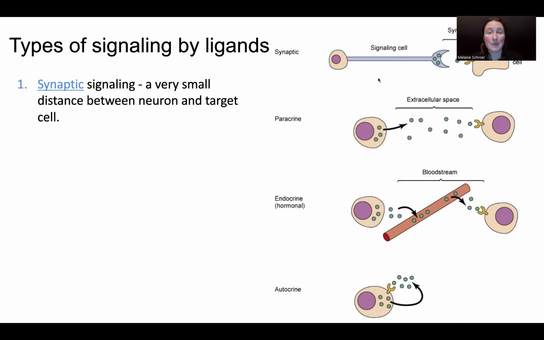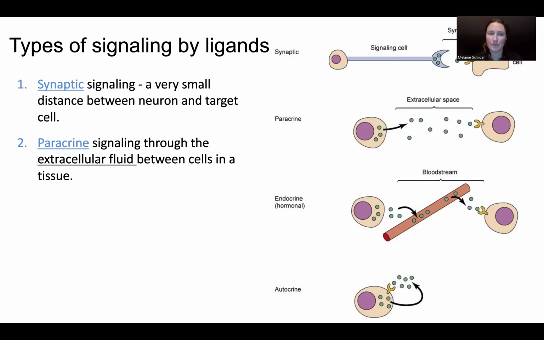First, we have synaptic signaling. This is usually done between a neuron and another neuron, or a neuron and a muscle or a gland. So this is signaling right next door over a synapse, which is a couple nanometers wide, so very, very, very close. Synaptic signaling happens lightning fast because as soon as those ligands are released, they diffuse very quickly across this tiny little space and can immediately bind to the receptor.